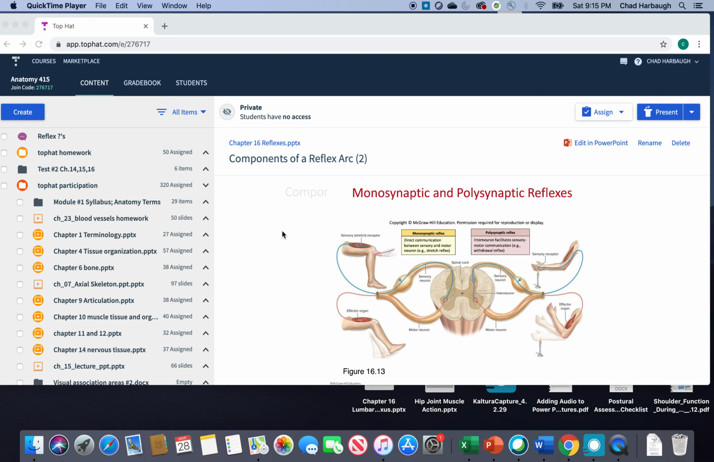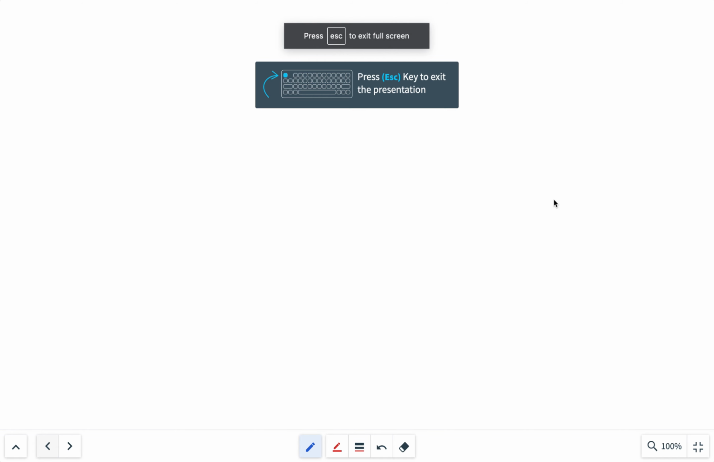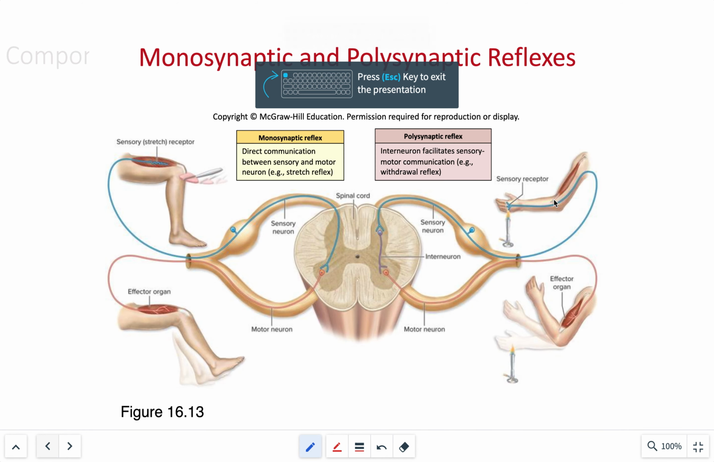The last lecture that we will have would be on chapter 16, would be on the reflex arc. When we look at the reflex arc, the first thing that we should mention is going to be, what is a reflex? It's a rapid automatic reaction to a stimulus. The response should occur the same way every time.